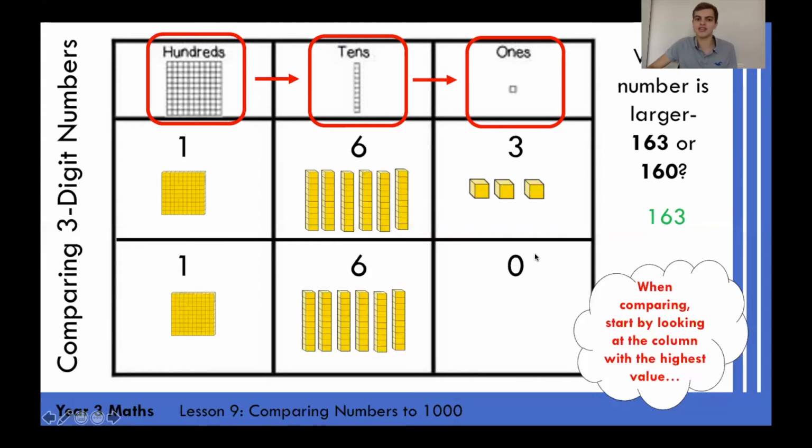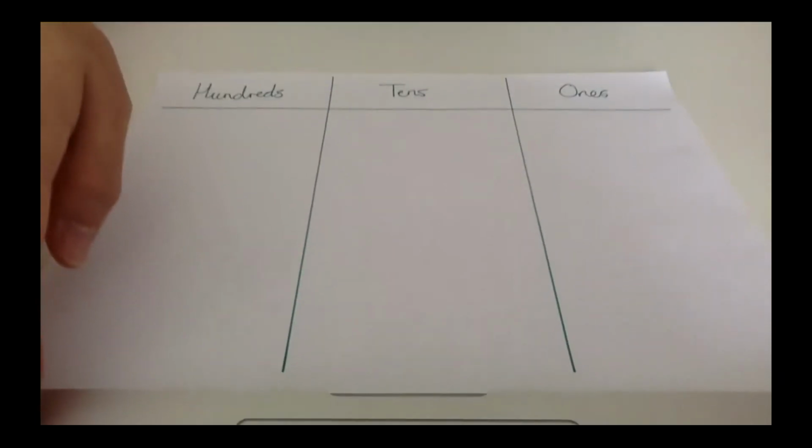So it was the larger number because it had the same in the hundreds and the same in the tens. Well done. Let's have a go then, all together. So on your piece of paper, as we've done in our last couple of lessons, I want you to draw a hundreds, tens and ones grid. I'm going to show you mine. Let's go. There it is.